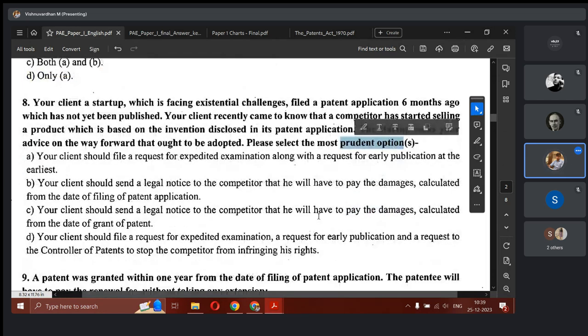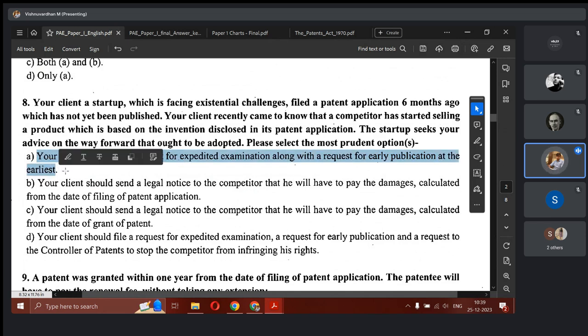Cool. So first, your client should file a request for expedited examination along with a request for early publication at the earliest. Expedited examination is form number 18A, and then early publication would be form number 9. Okay, so you'll have to learn all this. Form 9 is publication, form 18 is examination, form 18A is expedited examination. Cool. So yeah, this is the first thing that you have to do. Option A is already correct.